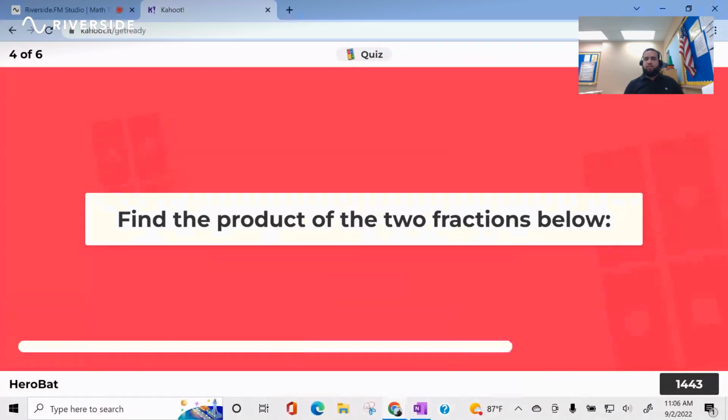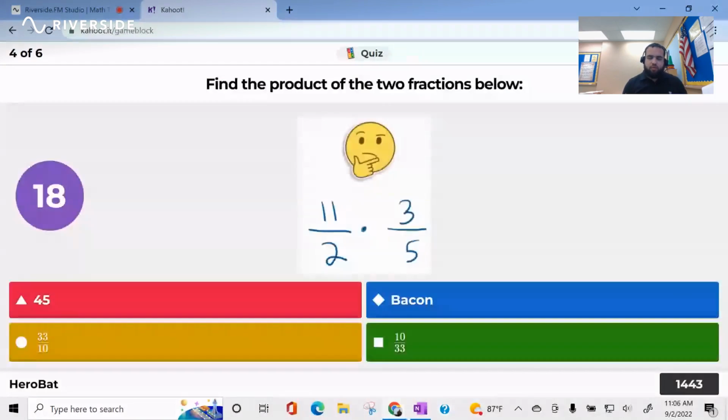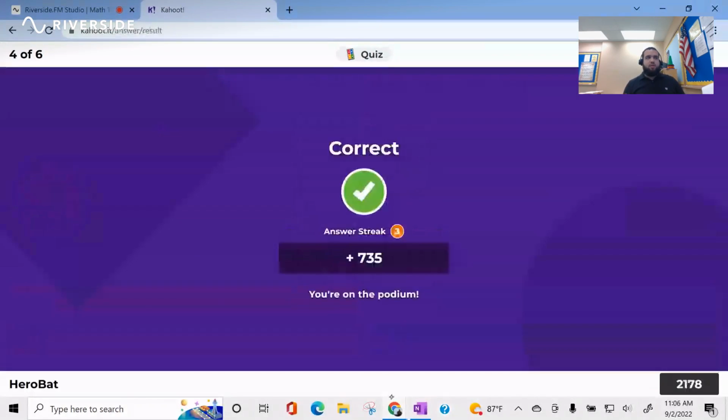Find the product of the 2 fractions below. 11/2 times 3/5. Please don't answer bacon. Anyways, the answer is going to be 33/10.